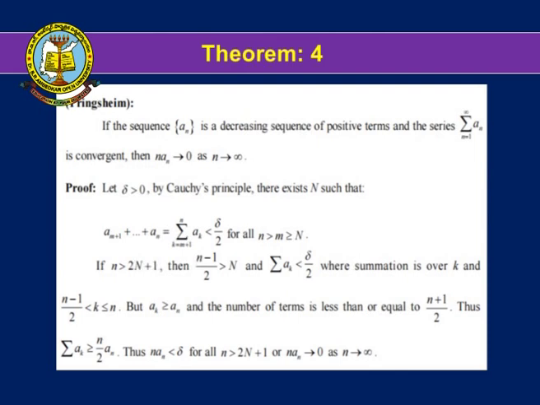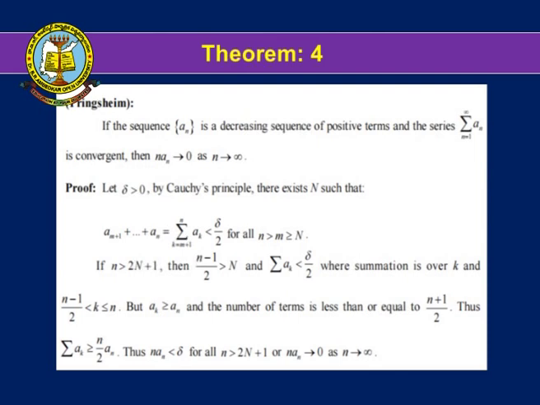Cauchy principle of existence. There we can take that for every delta greater than 0, there exists a capital N such that a_(m+1) plus ... plus a_n, equal to sigma k equal to m plus 1 to n of a_k, is less than delta by 2. So that n is greater than 2m plus 1, because n greater than m greater than or equal to N. Then n minus m by 2 is greater than m, so that sigma a_k is less than delta by 2. It is a summation over all k, so that (n minus m) by 2 is clearly less than k, less than or equal to n.